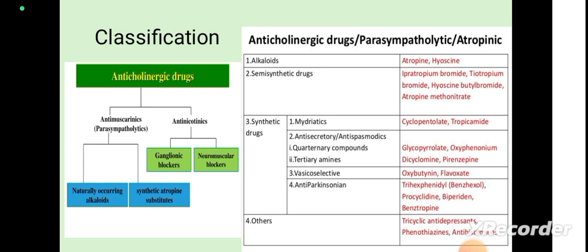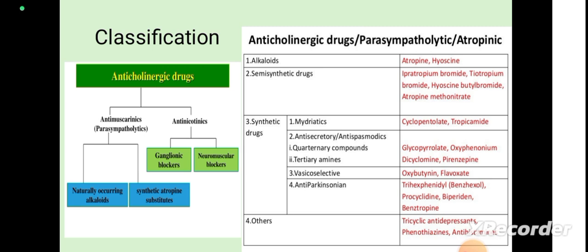Now, in the second one, we have all the names. Alkaloids are atropine, hyoscine. Semi-synthetic drugs are ipratropium bromide, tiotropium bromide, hyoscine butyl bromide, atropine methonitrate. Synthetic drugs are mydriatics. We have cyclopentolate, tropicamide, anti-secretory, antispasmodic, quaternary compounds, tertiary amines. All these are here in the classification.